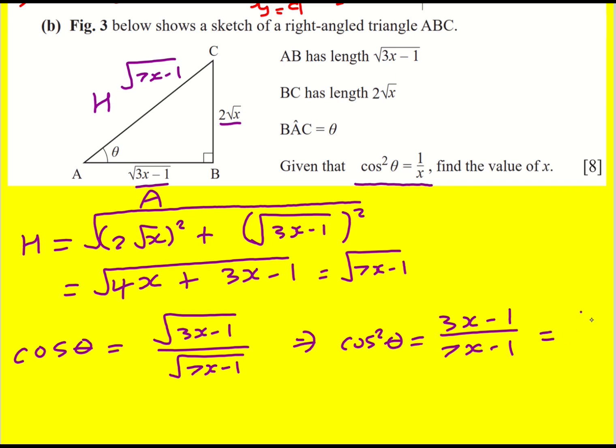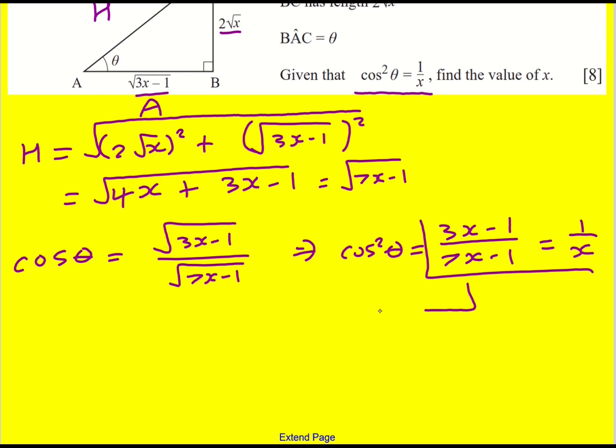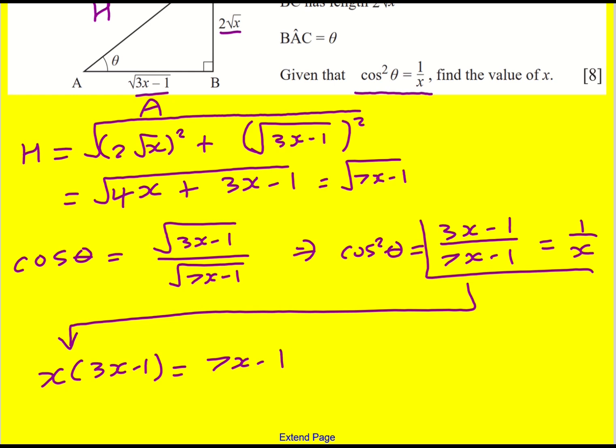And don't forget that is then equal to 1 over x. And it's all about this at this point. Okay, the cos is gone. We're now trying to find the value of x. We've just got this equation to solve. So I can cross multiply. I'm going to get x times 3x minus 1 is 1 times 7x minus 1, and basically times both sides by x and both sides by 7x minus 1. They just cancel out to leave us this.